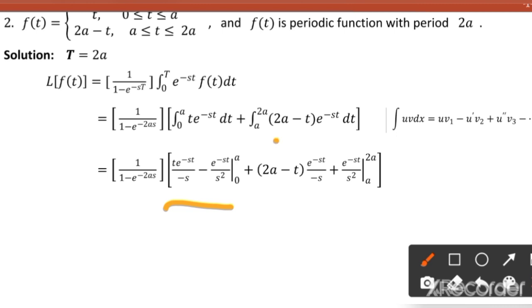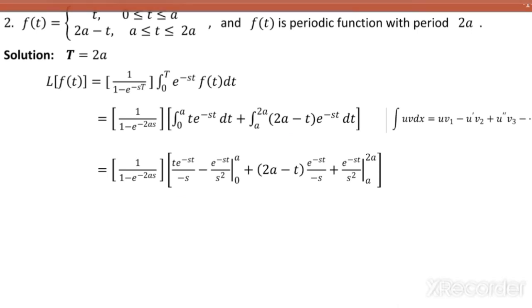Similar work for 2a minus t times e power minus st. The integral is 2a minus t into e power minus as by s, integral of second, minus the derivative of 2a minus t, which is 0 minus 1, because 2a is constant and the derivative of minus t is minus 1. Already there is a minus outside in the formula, minus of minus is plus. So I have 1 into the integral again e power minus st by minus s, and since minus s is there earlier, it is s square. Apply the limit a to 2a.